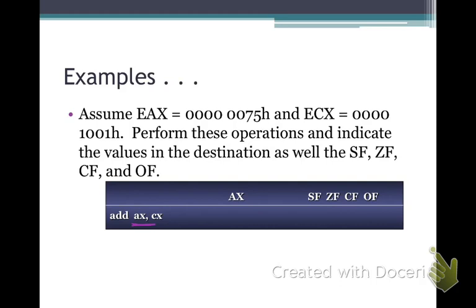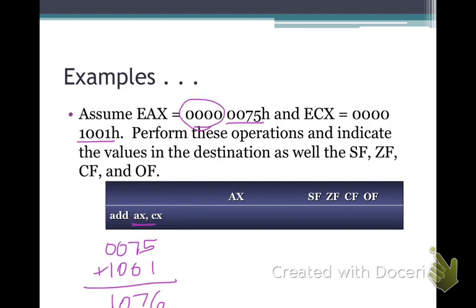When I add CX to AX, I'm going to do this add: 0075 plus 1001. Let me get 1076. So the high order portion of EAX will remain zeroed out. The low order portion will be 1076.